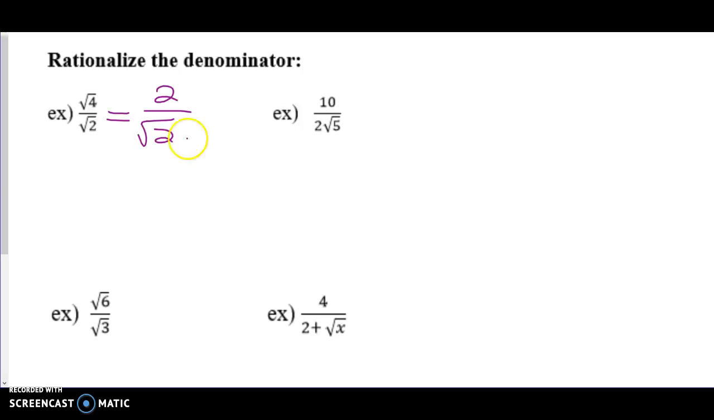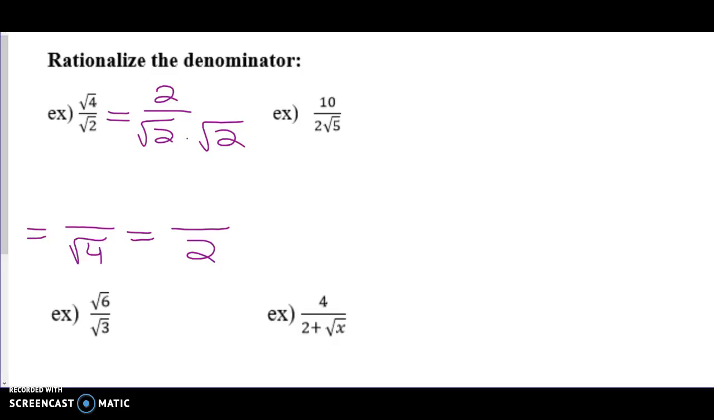Squaring it is also the same thing as multiplying it by itself, right? If I say x squared, that's really x times x. 2 squared is 2 times 2. Now, what is the square root of 2 times the square root of 2, based on the warm-up we just did? It's the square root of 4, which is 2. So now our denominator is really pretty. It's a 2, a nice whole solid number.